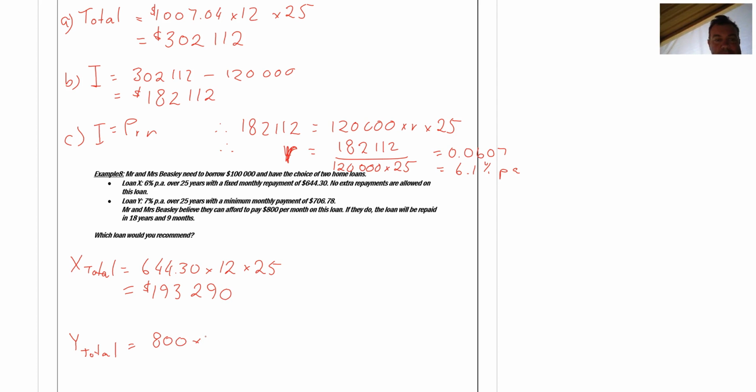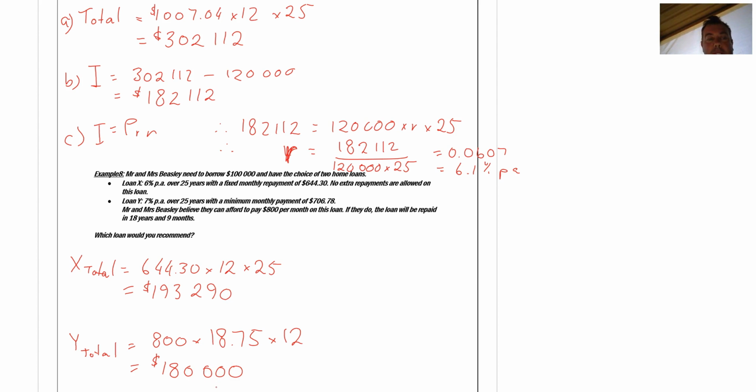So we're going to do 800 by 18 years and 9 months. Can I say that's 18.75 years, 18 3/4, by 12. That's going to be the number of repayments they make, 18.75 by 12, multiplied by the repayment of 800. And what does that equal? Let's find out. All right, that equals 180,000.